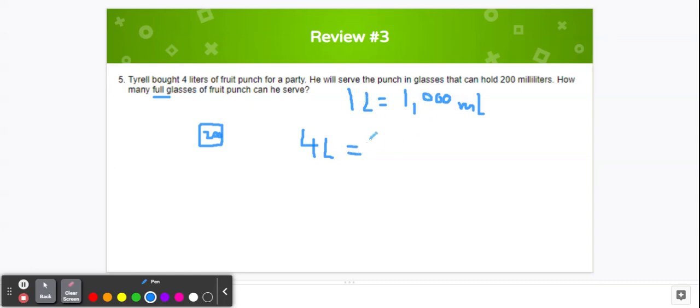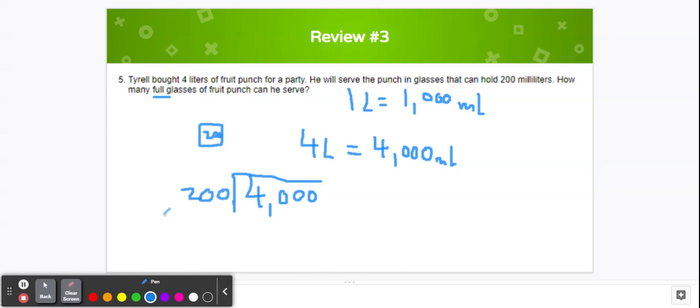So let's first convert liters to milliliters. Well, if 1 liter is 1,000 milliliters, 4 liters must be 4,000 milliliters. So that's my total amount of punch. That's kind of how I know it's a division problem, because I have a total and I need to divide it up into smaller chunks. And in this case, each chunk is worth 200 milliliters. So let's do my division. It's going to be 4,000 divided by 200. And whatever my answer is, that's how many glasses of 200 milliliter size I can fill. So let's go ahead and do the math here off camera.